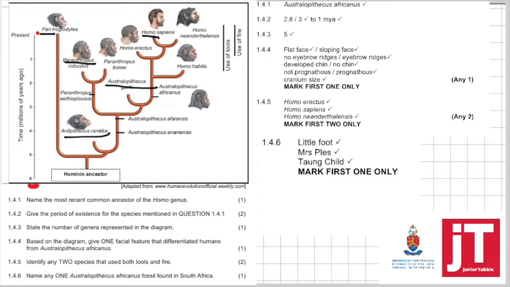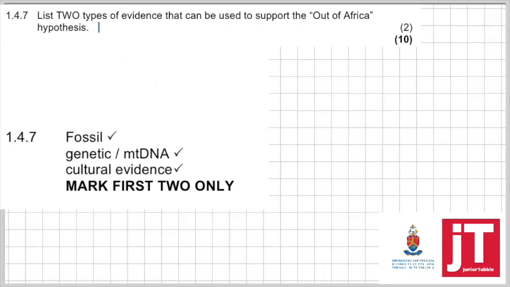146. Name any one Australopithecus africanus fossil found in South Africa. That's just based on your knowledge, so it could have been Littlefoot, Mrs. Ples, or Taung Child. Again, they marked the first one only. 147 is not based on the diagram, so it's easy for us to answer.